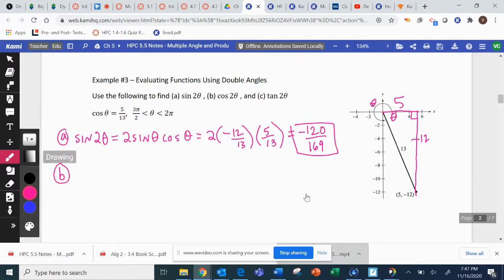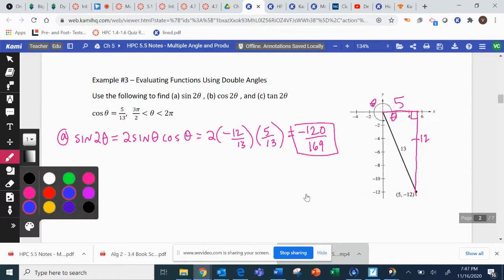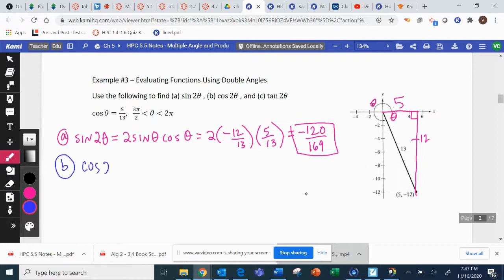Let me change color. I haven't been changing color. So question B is going to be cosine 2 theta. So we're going to use the cosine formula, which is 2 cosine squared theta minus 1. And actually, we could use any 3 of those cosine theta formulas. There's like 3 of them. It doesn't really matter which one we use. Just I'm going to use this one since we were given the cosine, so I know for sure that it's 5/13 and I didn't make any mistakes.